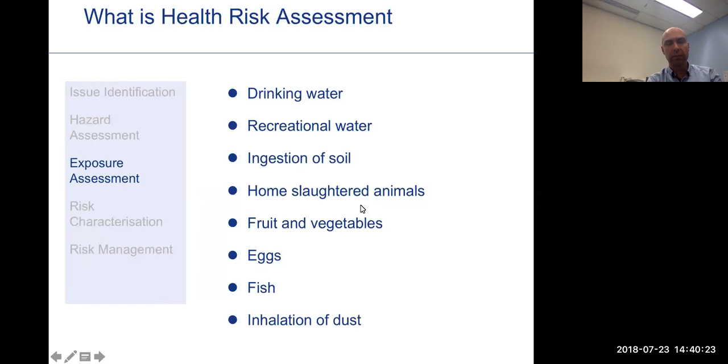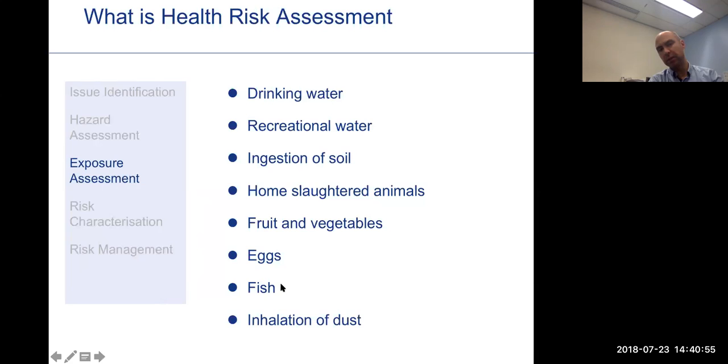So these were some of the main ones that were discussed or calculated for Williamtown. Not an exhaustive list, there was lots of detail, but just the main ones to bring out. So drinking water, we got recreational water, we got there at the end. Ingestion of soil, I don't think anyone mentioned, but it was definitely discussed, and you should always consider this one. It's really important for some things. Think lead, for example, really important. Home slaughtered animals, I mentioned about beef. Fruit and vegetables we had, eggs we mentioned.